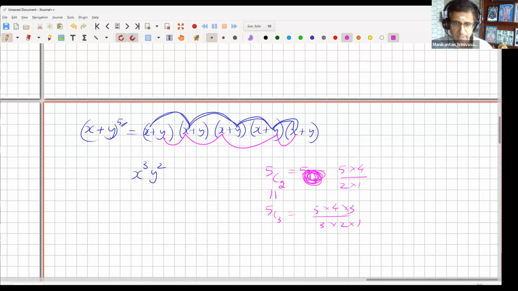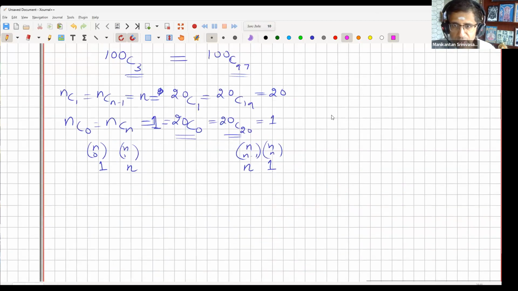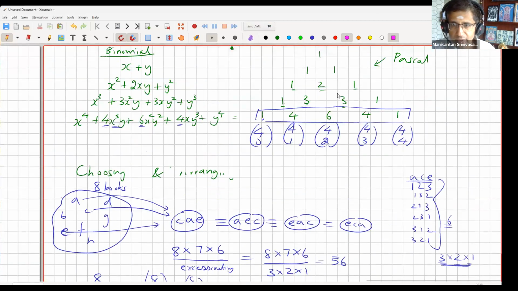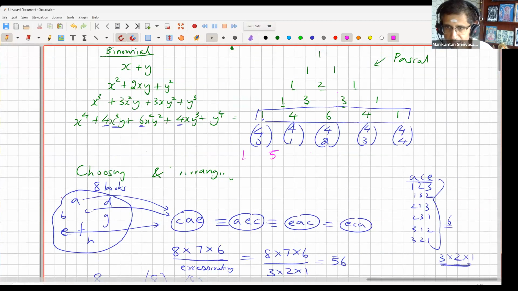We know that these two are the same, right? n choose r is the same as n choose n minus r. So both are the same, which is 10. So the coefficient of x cubed y square will be 10, because there are 10 different ways in which I can have multiplications where there are 3 x's and 2 y's. Hence, the coefficients of x plus y whole power 5 will be 1, 5, 10, 10, 5, and 1.